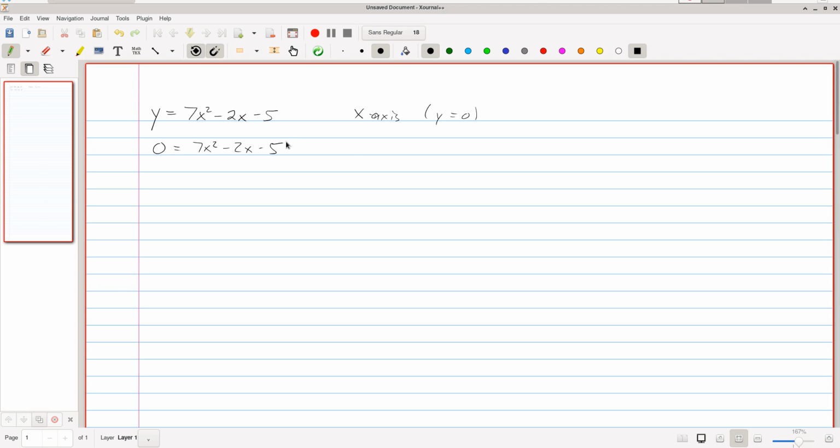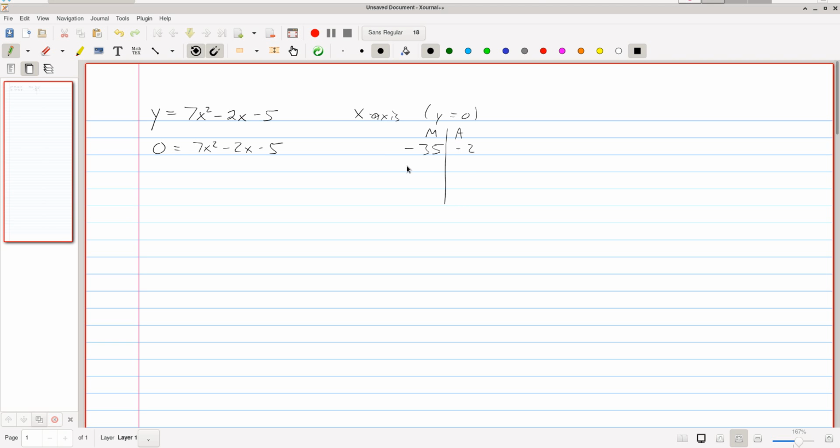Now we've got several methods at this point. You could try to factor the right-hand side, or complete the square, or use the quadratic formula. I'm going to try to factor this. I want to use factoring by grouping. That's where I take the first times the last, so that's negative 35. So I'm looking for two numbers that multiply to negative 35 that are going to add up to the coefficient of the middle term, add up to negative 2.